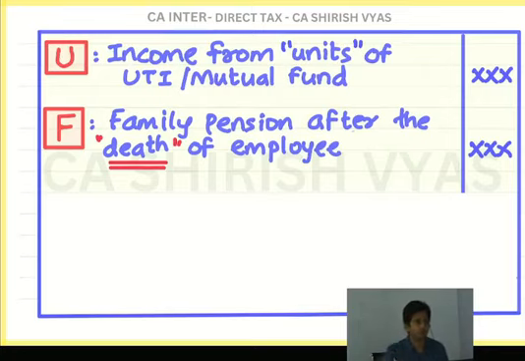A for award. You know, award. Many times you get an award. And if the award is received from government, exempt. And if you get an award from some private places, then it will be taxable.